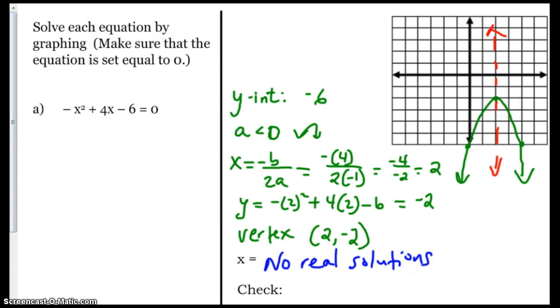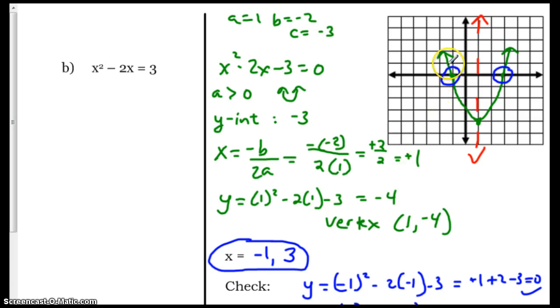When it came to B, when you did your graphing again, you found that there were real solutions. Those are the x-intercepts at -1 and 3.